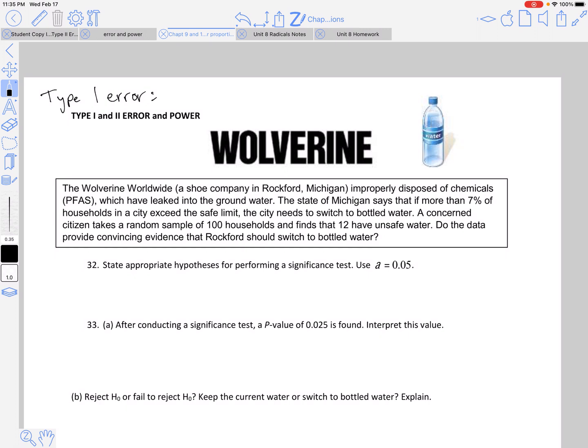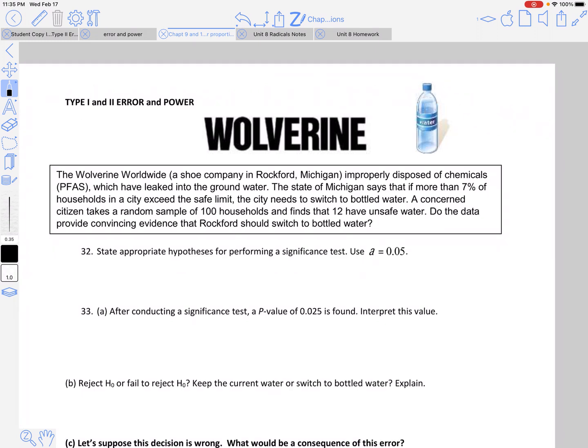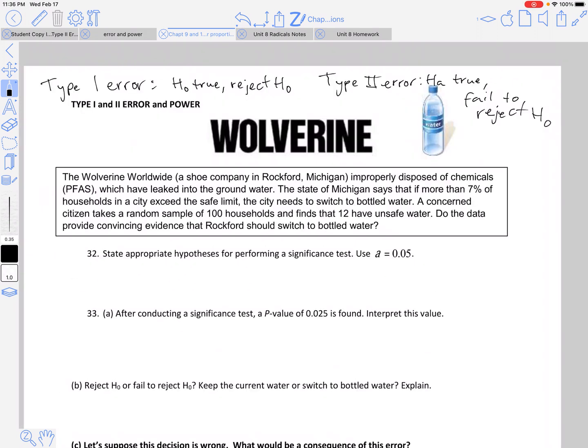So remember, we always write the null first and the alternative second. Null first, alternative second. A type 1 error, the first error, is that the null is true, but we reject it. And type 2, which we usually write second, right? Alternative second, is that the alternative is true, but we fail to reject the null. Okay, so that's the definition of type 1 and type 2 errors.